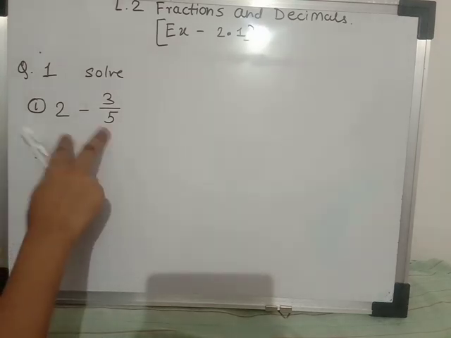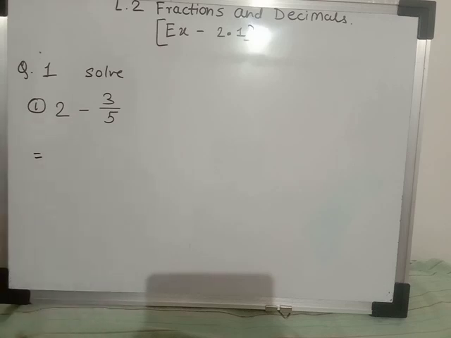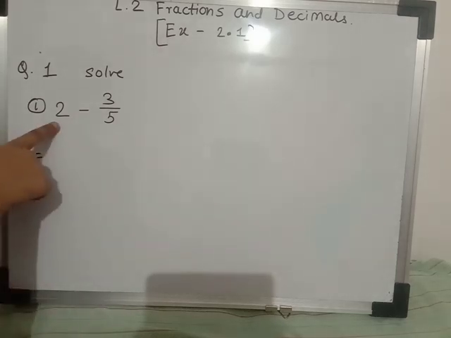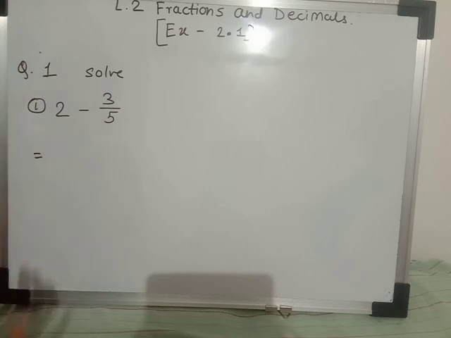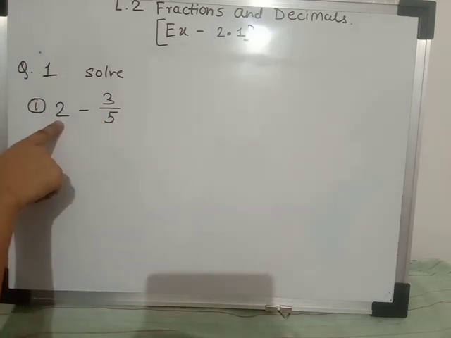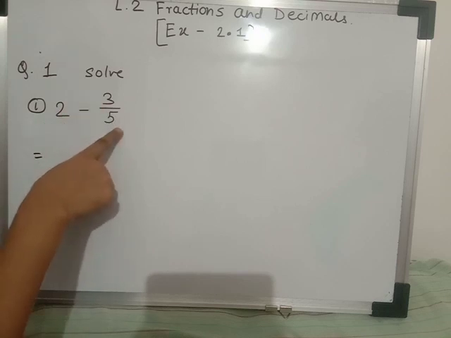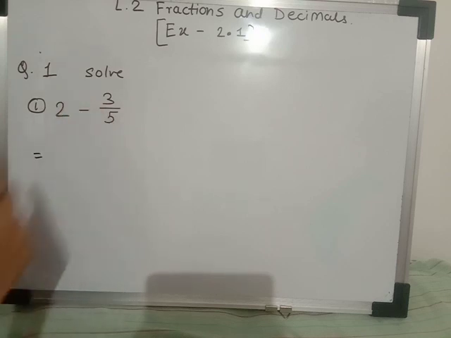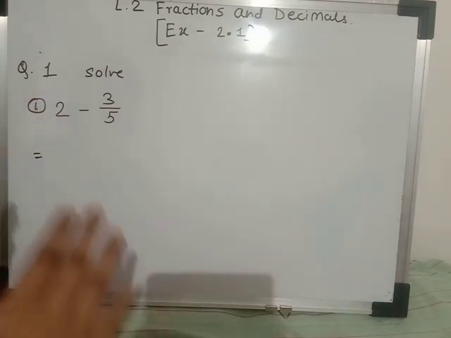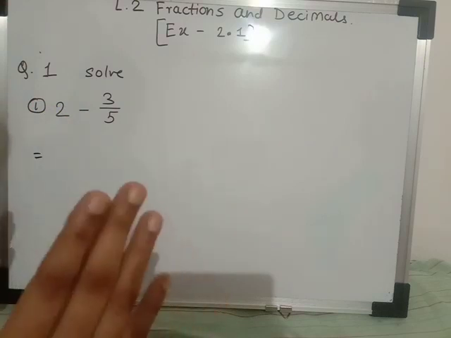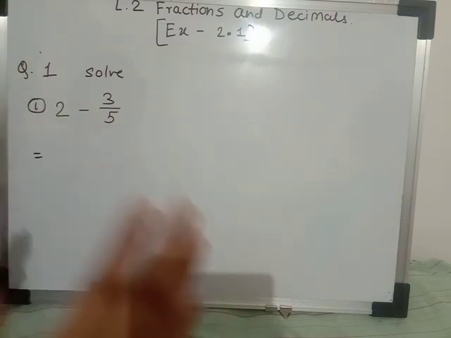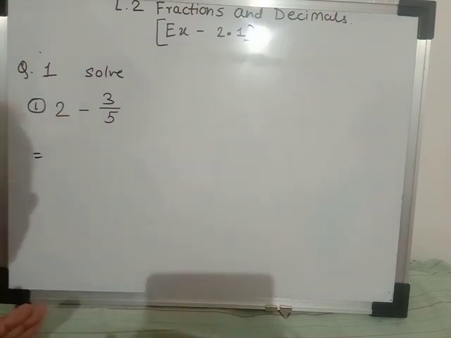Okay, before we start to solve this example, I want to tell you that here in the example, 2 minus 3 upon 5 is there. So here two numbers are there, one is a whole number and the other is in the form of a fraction. Now we have to subtract these two numbers. We have learned that when we are subtracting or adding two fractions, their denominators should be common, but here only a whole number is there.